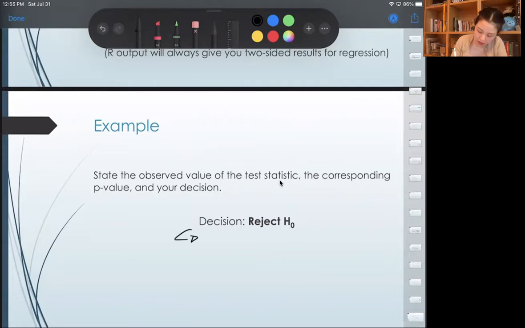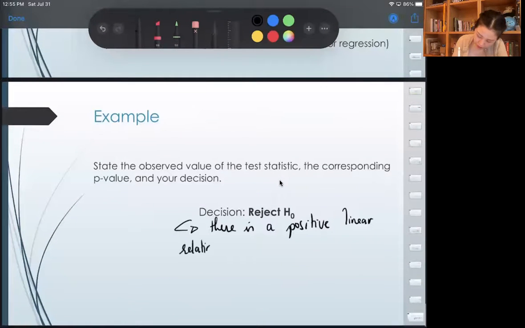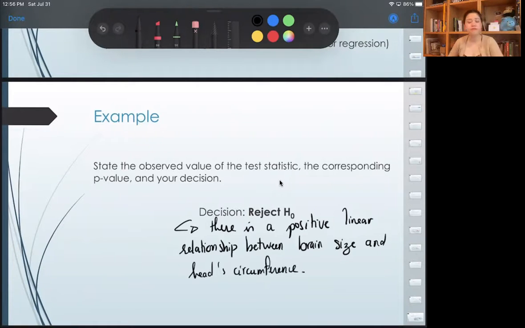And we say that there is a positive linear relationship between head size, or brain size, maybe let me say brain size, and head circumference.